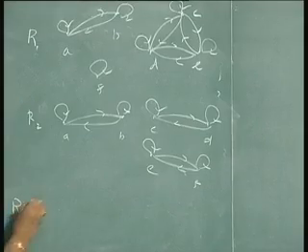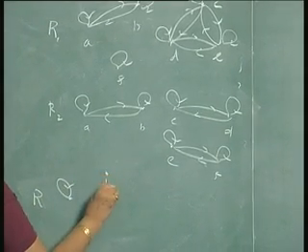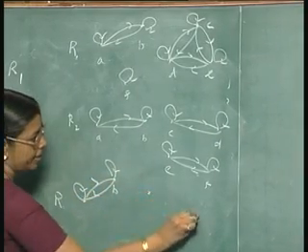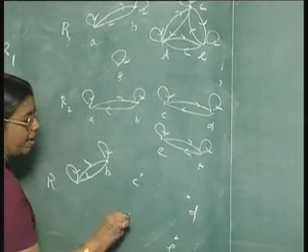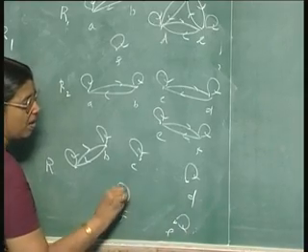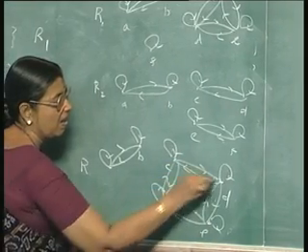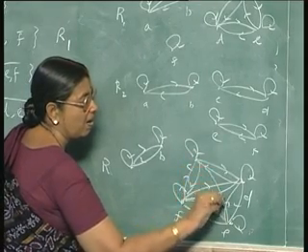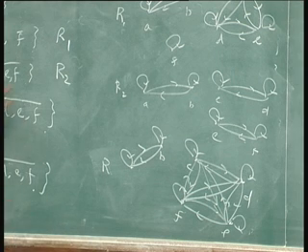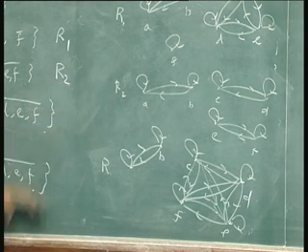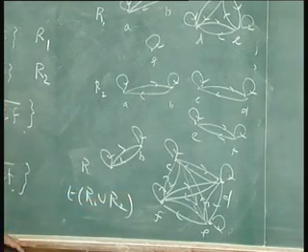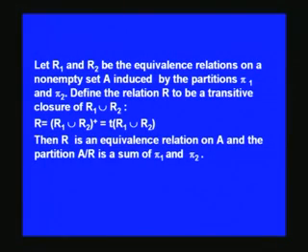That is R, and in this case it will be A, B and C, D, E, F in one block, that is C, D, E, F, and the self loops all over, like this. This is the equivalence relation R induced by pi, and it is the transitive closure of R1 union R2. If you take the transitive closure of R1 union R2, that is the equivalence relation induced by the sum partition. R1 union R2 plus equals T of R1 union R2. Then R is an equivalence relation on A, and the partition A bar is the sum of pi 1 and pi 2.